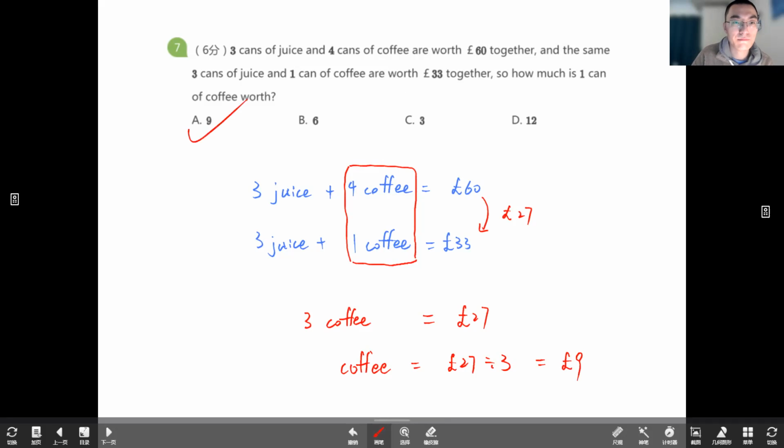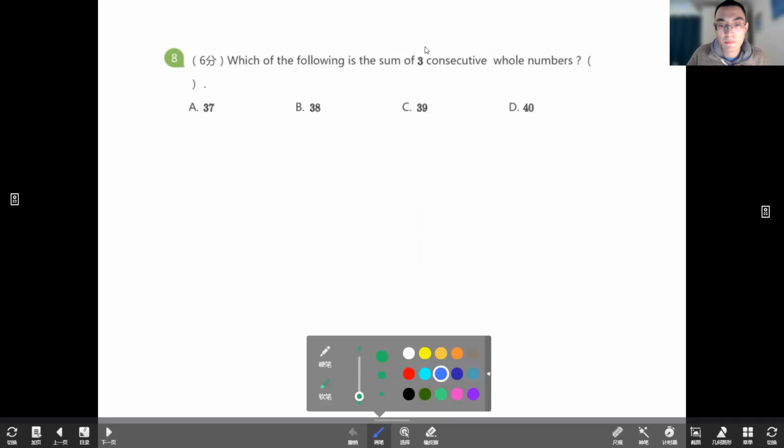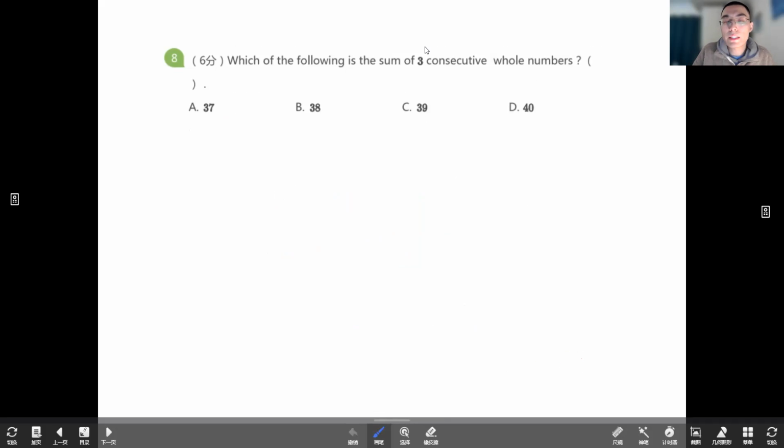Okay, let's keep going. Question number 8. Which of the following is the sum of 3 consecutive whole numbers? Okay, so let me get back to blue. So we want 3 consecutive whole numbers. Consecutive means that they are next to each other. For example, 1, 2, 3. These are 3 consecutive numbers. 1, 3, 5. These are not 3 consecutive numbers because we are omitting the 2 and the 4. We are jumping, we're skipping.